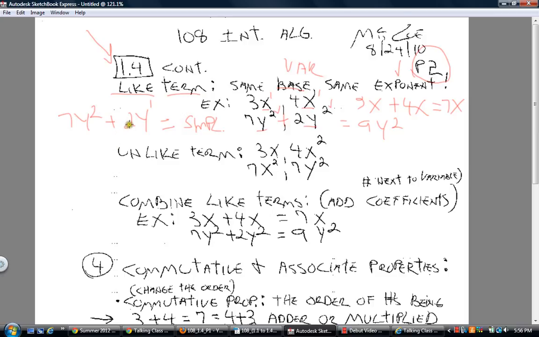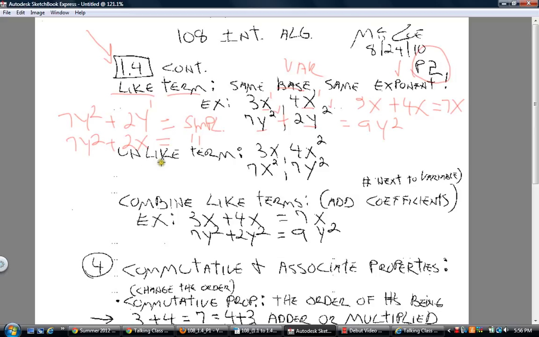Okay, now take this exact same problem. Instead of 7y squared plus 2y, I wrote 7y squared plus 2x. Can you combine them? The answer is no. Same thing. It's already simplified.